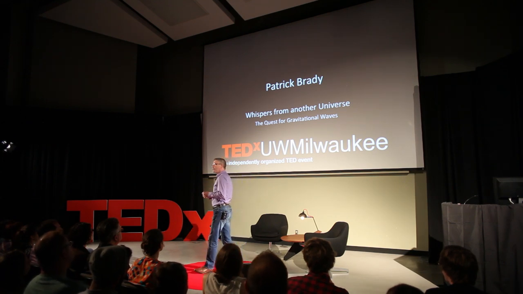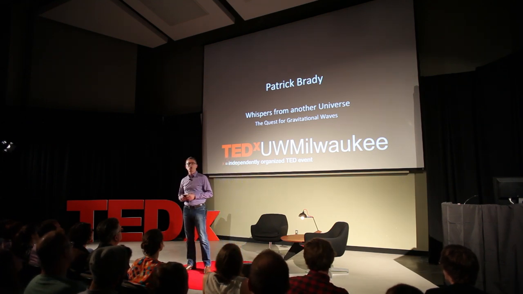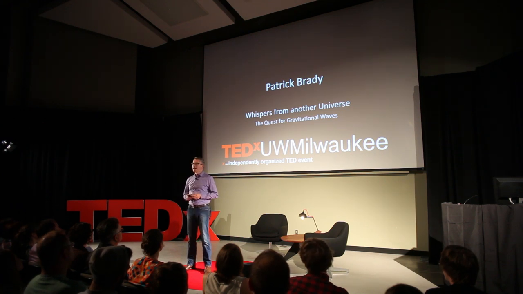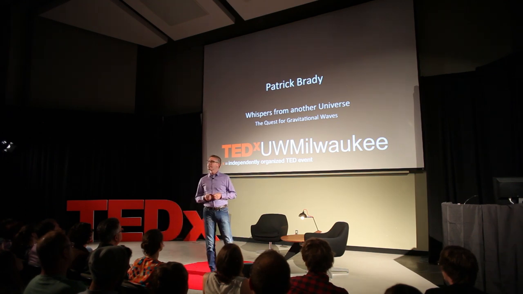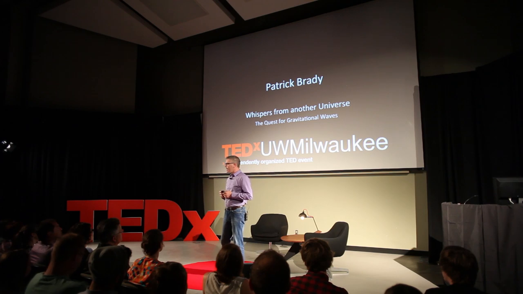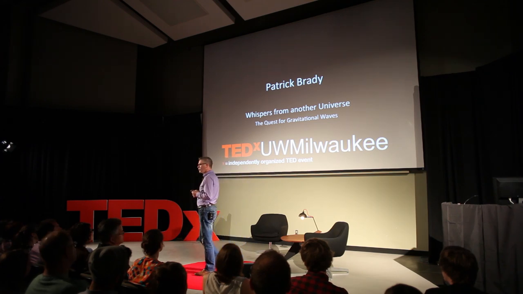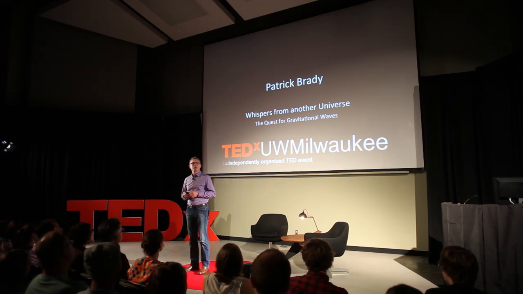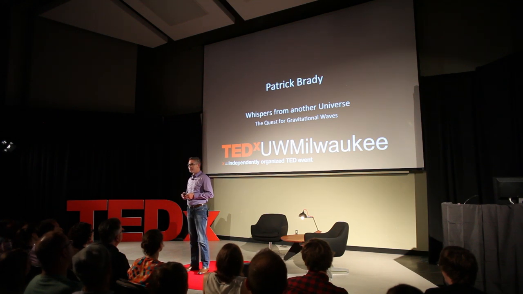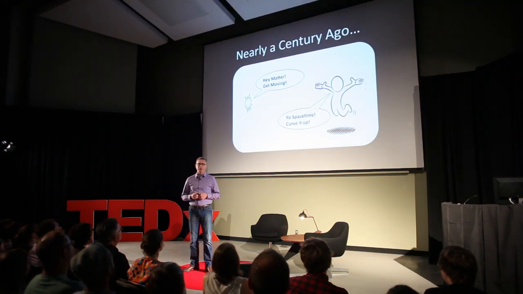Today, I want to tell you about a century-long quest that started with Einstein's big discovery in 1915. Einstein realized that this thing that we feel as the force of gravity is actually the curvature of space and time. He wrote down a set of field equations, which he used to make a set of predictions. Now, I summarize those equations in the following cartoon.